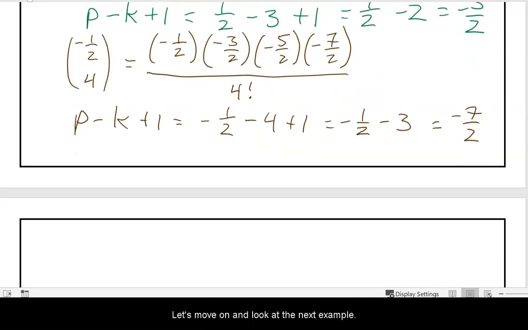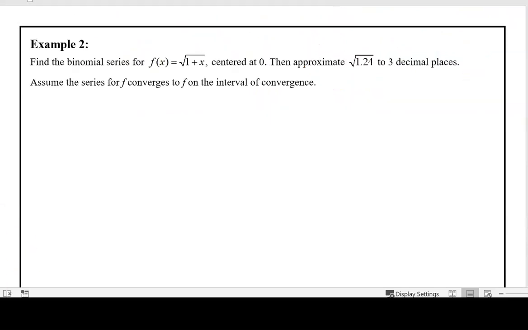Let's move on and look at the next example. In example 2, we want to find the binomial series for the function, the square root of quantity 1 plus x, which is centered at 0. Then we'll use that binomial series to approximate the square root of 1.24 to 3 decimal places. We will assume that the series for f does converge to f on the interval of convergence, which in fact it actually does.